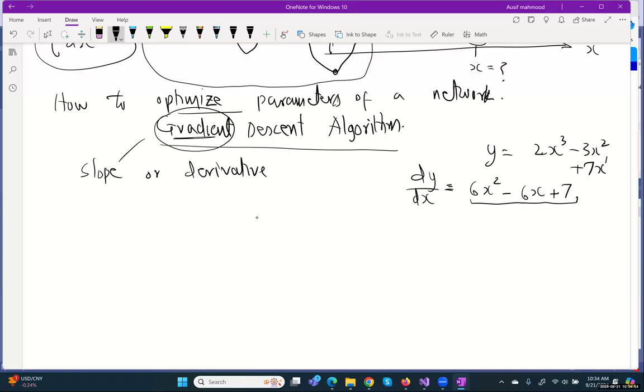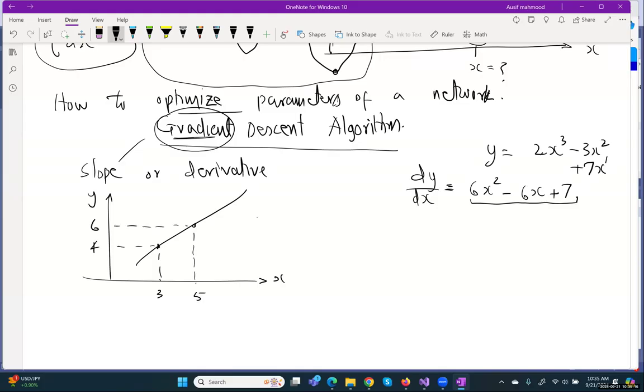See, if I give you an equation of a line, right? So let's say at x equal to 3, let's say y is 4. So this is my y-axis, this is my x-axis, okay? And let's say I'm given one more point. Let's say x of 5, and let me pretend y is 6, right? So what is the dy over dx? Okay, remember this is basically saying change in y over change in x. That's what the derivative is. That's what the slope is, right?